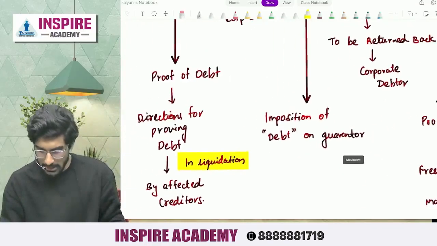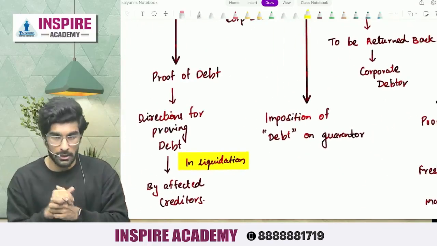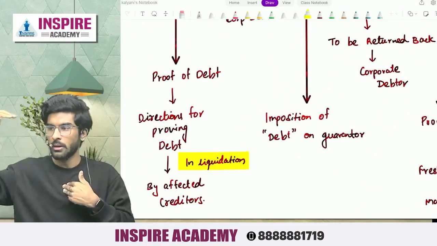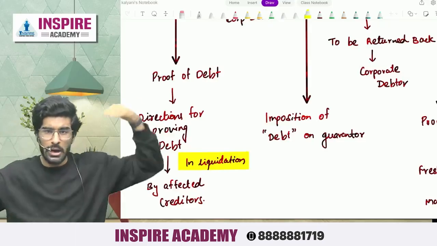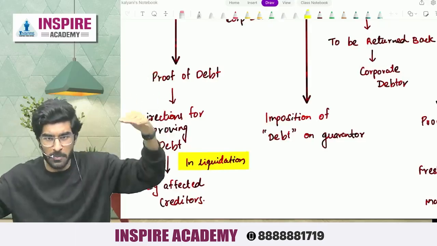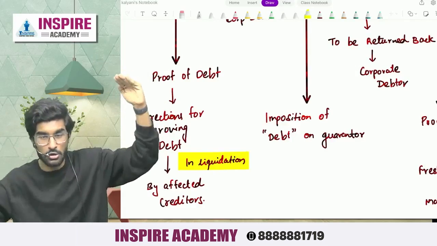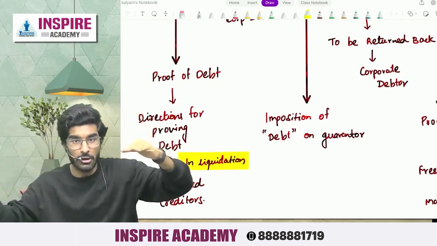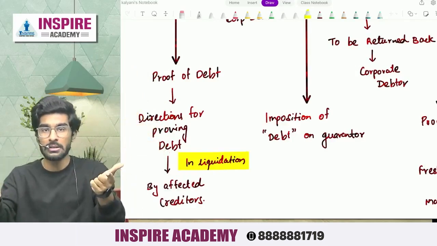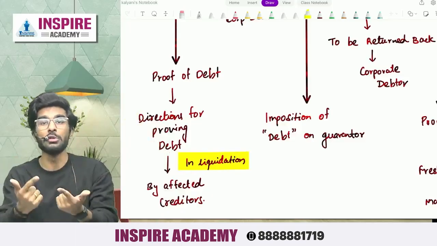And next is imposition of debt on the guarantor. The moment debtor's liability is reduced, guarantor's liability is also reduced, people. Yes or no? So NCLT will ask the guarantor to impose another debt.